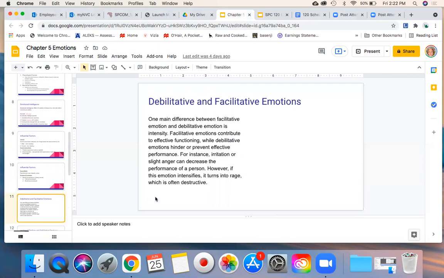Okay, this idea of debilitative and facilitative emotions. Give me a second, because I'm going to get to that page in our book. Okay, so there's emotional contagion.